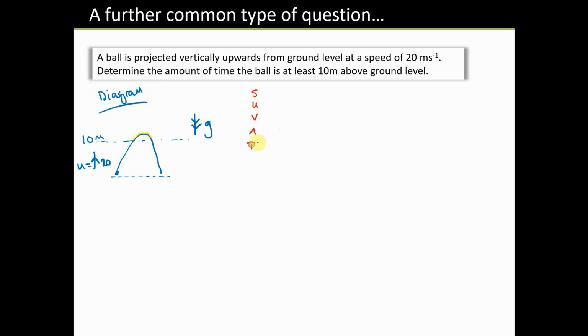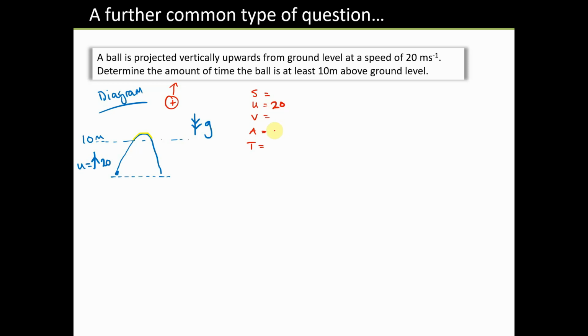Let's get our SUVAT labelled. And we also need to state a positive direction. Again, because we're initially going upwards, I'm going to state positive as upwards. It's just the way I like to do it. I think it's easier. If you did it the other way around, it would be okay as long as you were still consistent on your numbers.